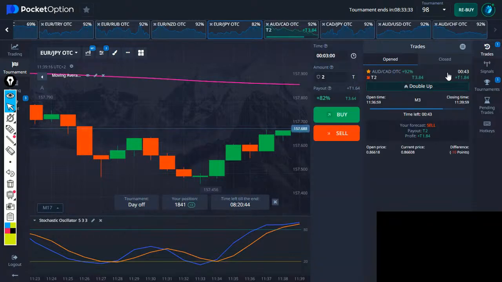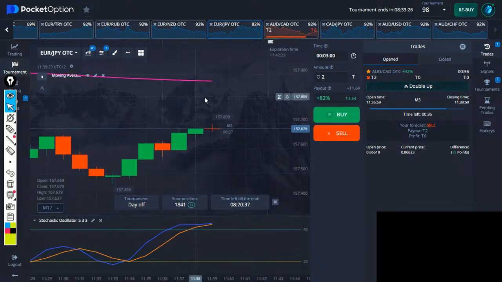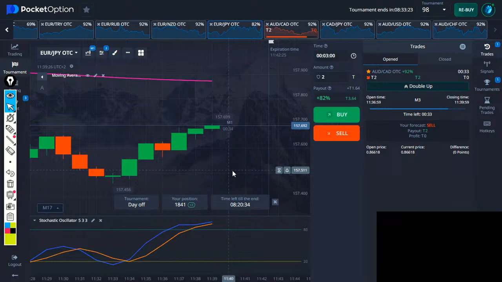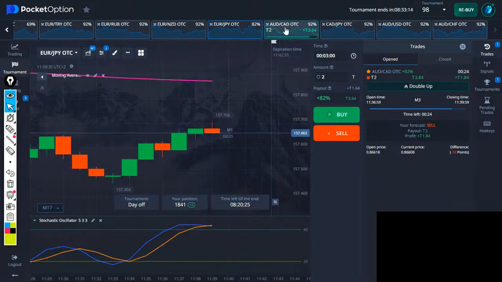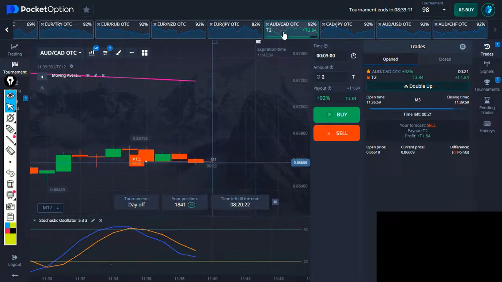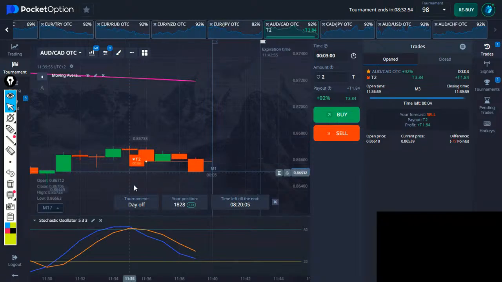Our first position should be a win, so we'll find out. Yes, that's a beautiful push. Nice. So we have our first trade in the money. Beautiful trade.